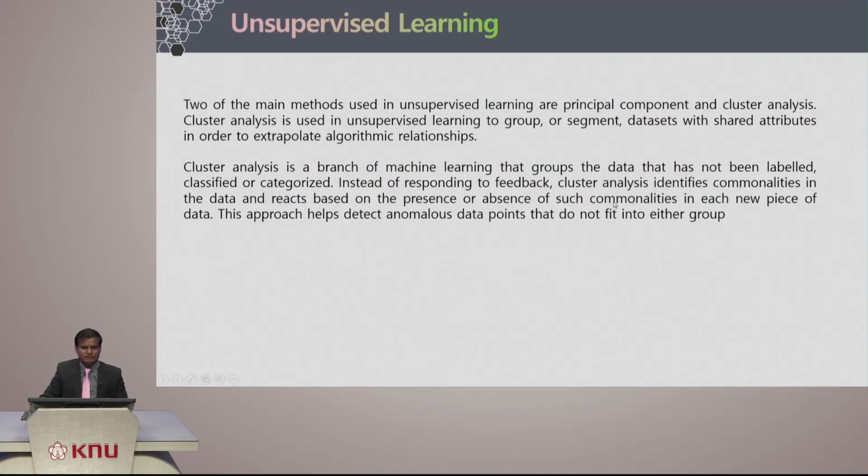There are two main methods used in unsupervised learning, which are principal component analysis and cluster analysis. These are used for unsupervised learning to cluster or to group them together, to classify them together with certain properties.